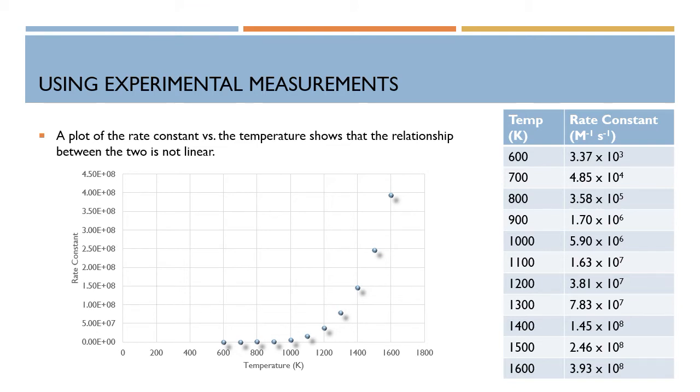Now let's take a look at how we can use experimental measurements. A plot of the rate constant versus the temperature shows that the relationship between the two is not linear.